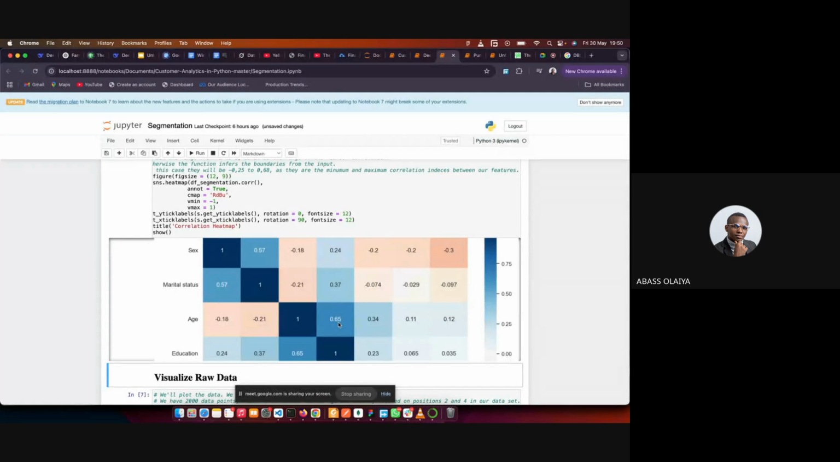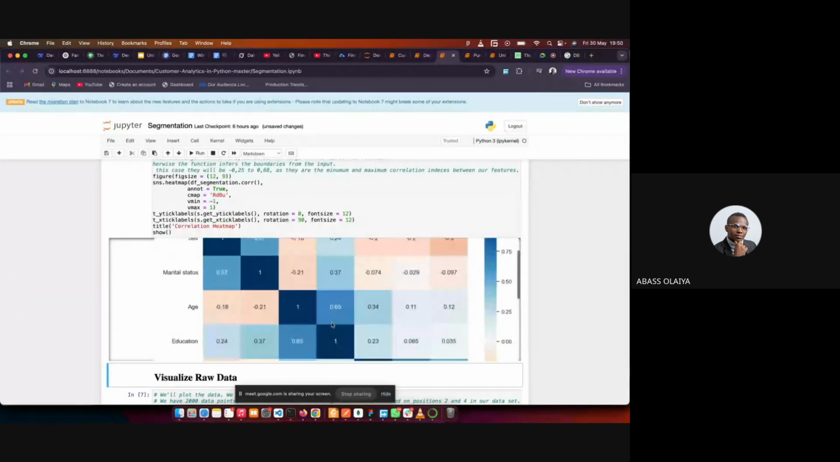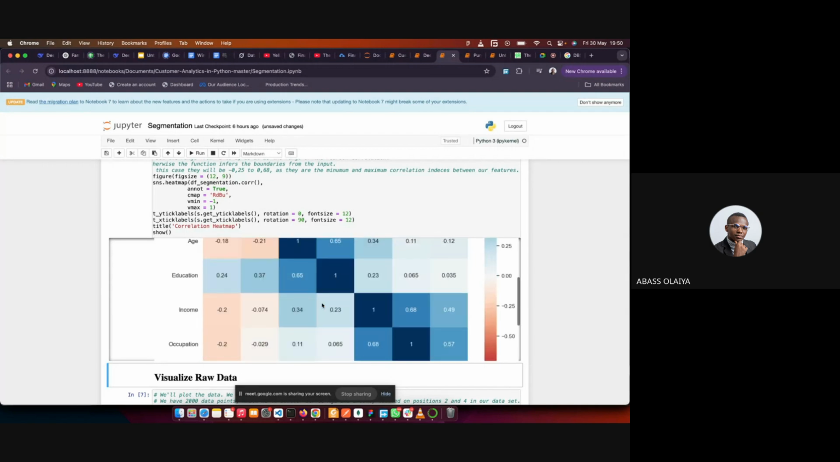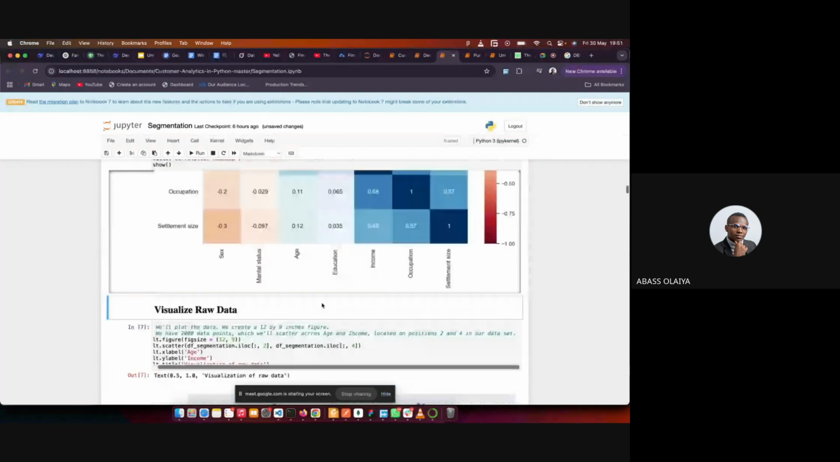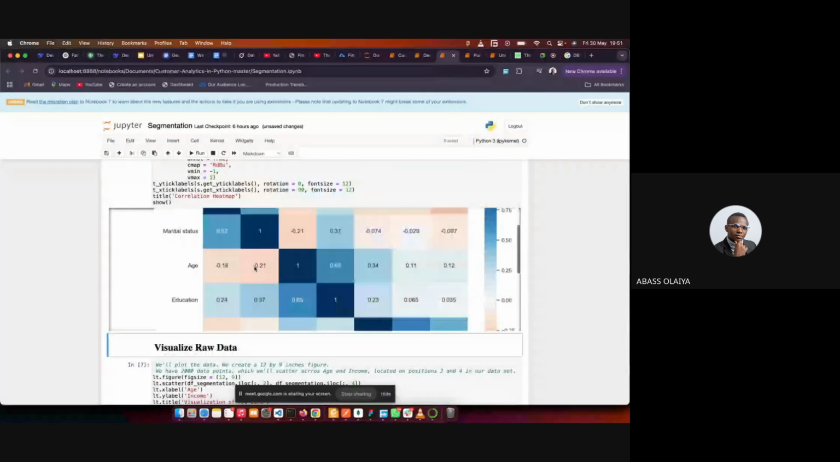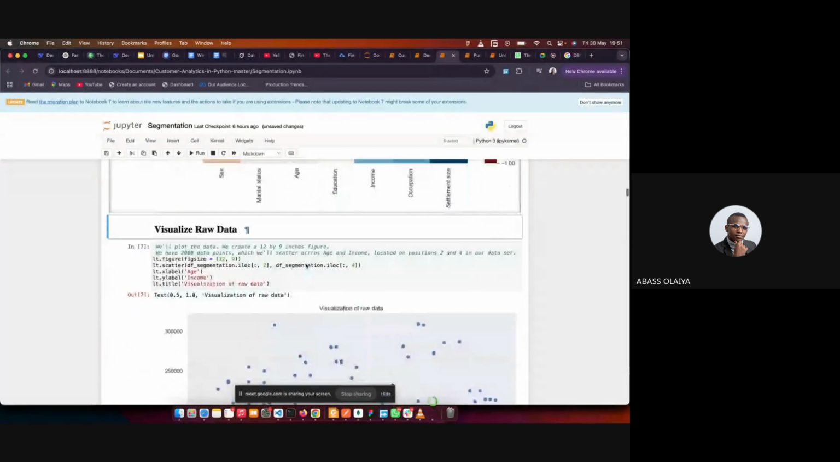Then age and education, yeah, we have a positive correlation. Obviously, the older you get, the more education you probably have. So that's just a correlation analysis. From the correlation, you can easily tell some things about the data set itself.